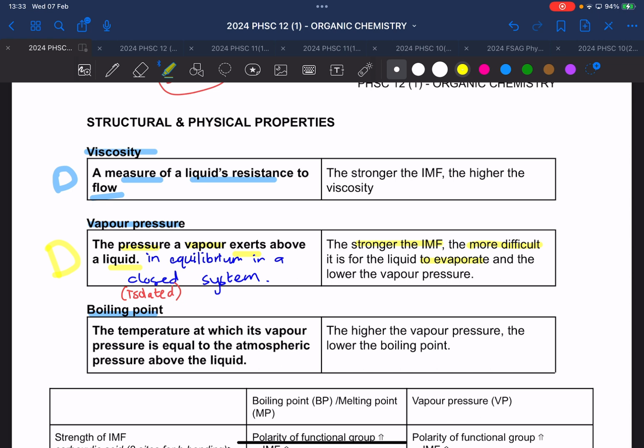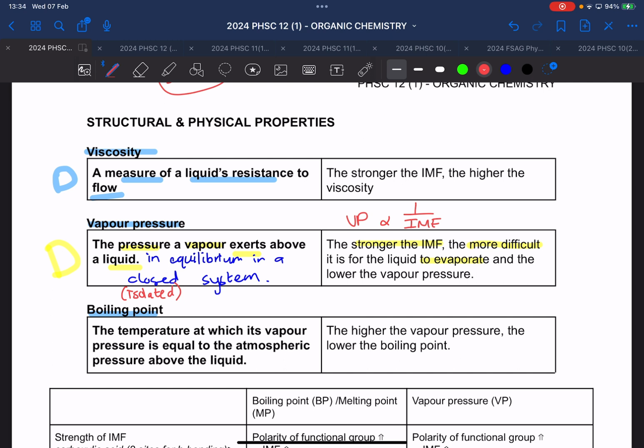So if it's strong forces, then there will be very little vapor particles at the top, so the vapor pressure will be low. What you can think of in your head is that vapor pressure is inversely proportional to intermolecular forces. Weak. Forces can't be low, they can only be weak or strong.